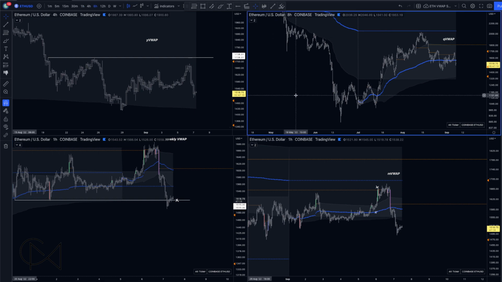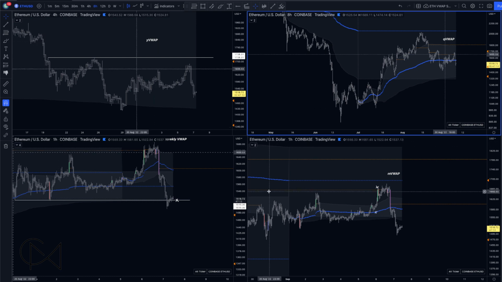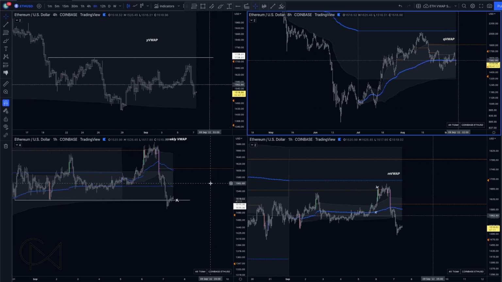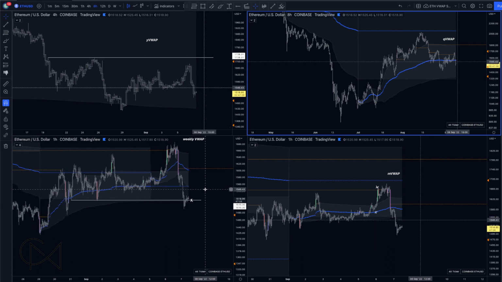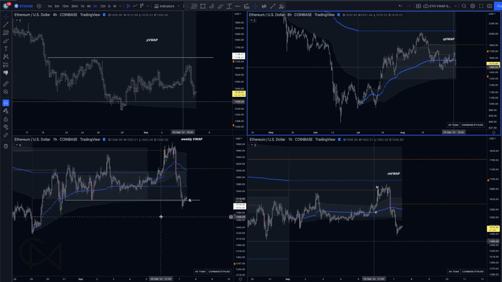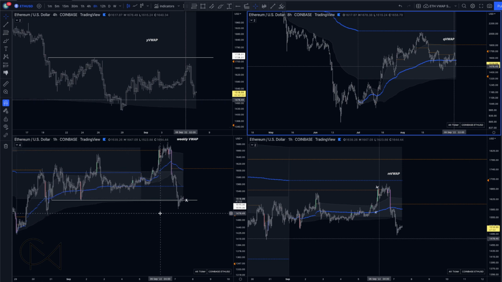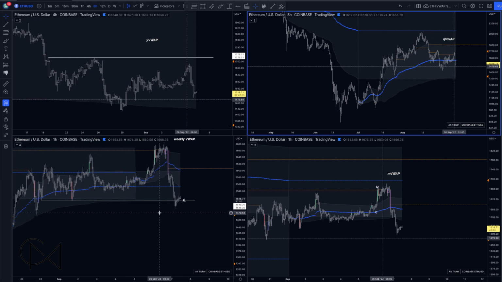Today I'm going to show you how I trade with VWAPs, volume weighted average price. It's a good indicator for confidence, looking for any major acceptance below value. You can treat it as value area with standard deviation.